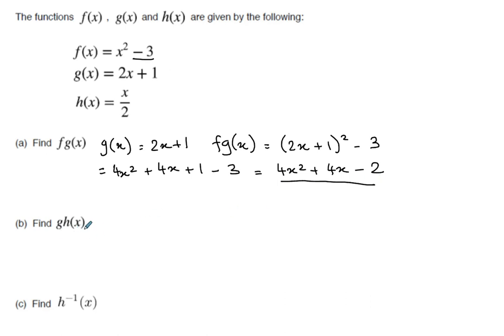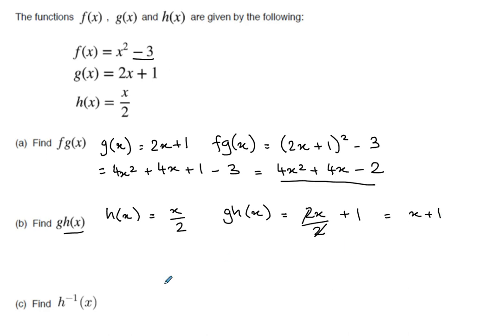Okay, find gh of x. So again, we're going to do the h first. So we just write it out. We've got h of x equals x over 2. Then we're going to stick this into the g. So gh of x equals, into the g, 2, and then instead of writing the x, we're going to write x over 2, but I just stick it in with the 2, plus 1, and you can tell those 2s cancel out, so you're just left with x plus 1.